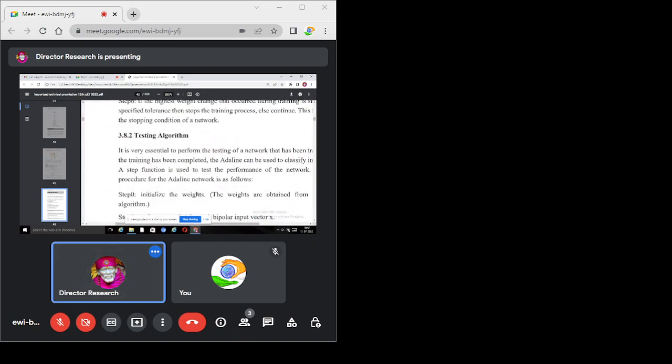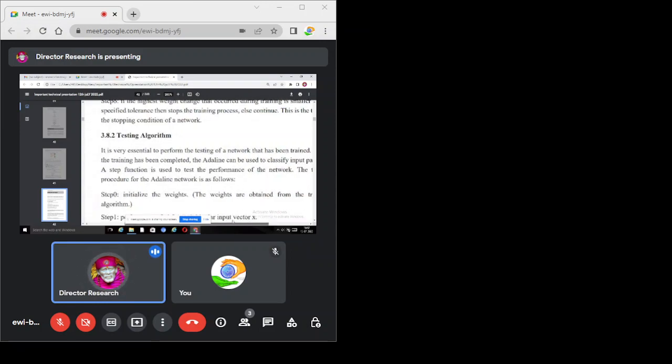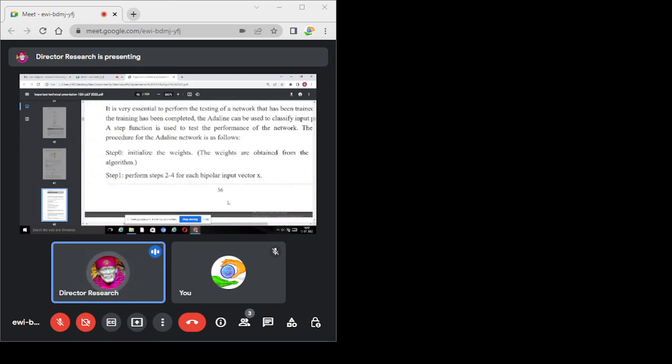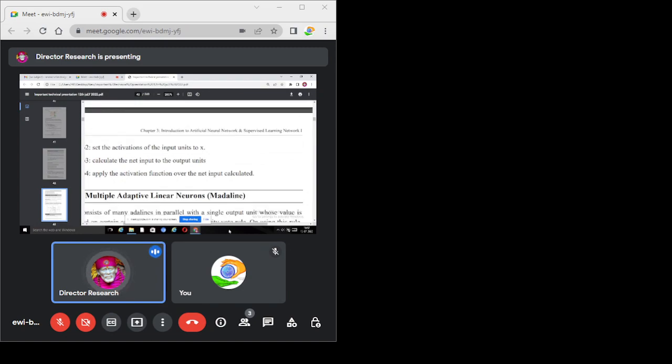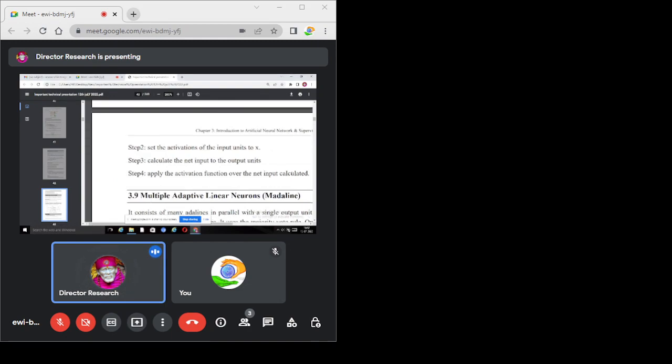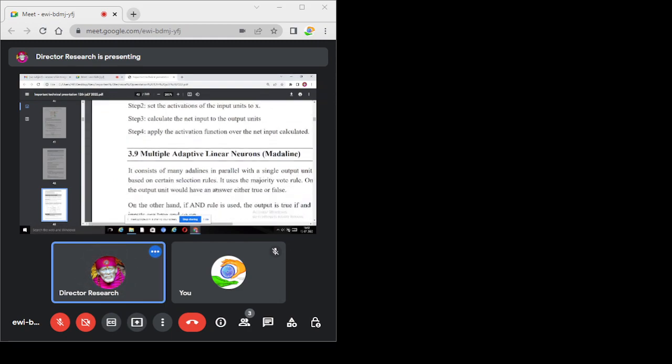Testing algorithm. It is very essential to perform the testing of a network that has been trained. When the training has been completed, the Adaline can be used to classify the input patterns. A step function is used to test the performance of the network. The procedure for the Adaline network is as follows. Step 0: initialize the weights. Step 1: perform steps 2 to 4. Step 2: for each bipolar input vector x, set the activation of the input units to x. Step 3: calculate the net input. Step 4: apply the activation function over the net input calculated.